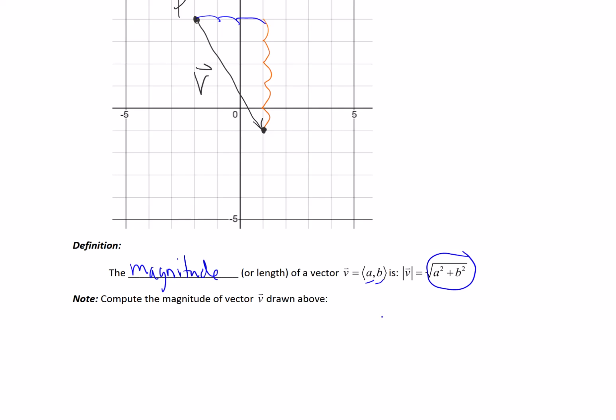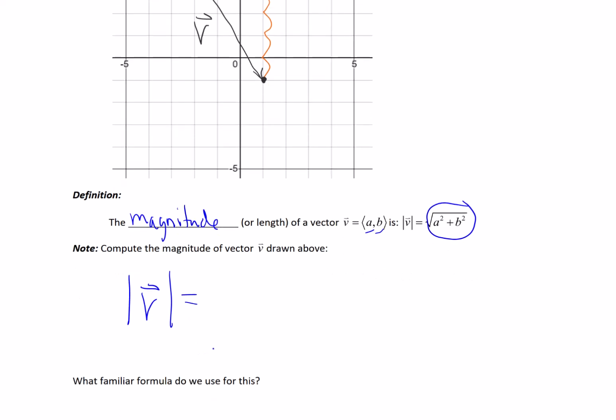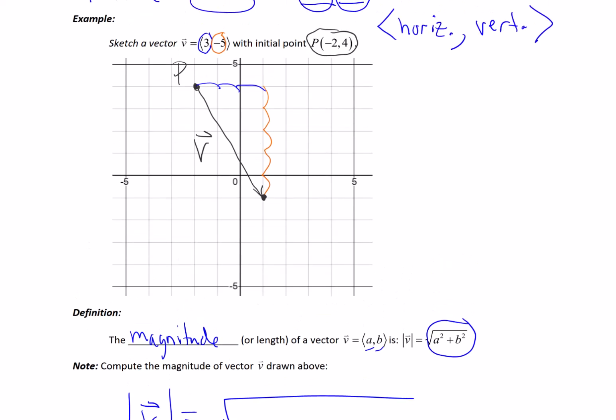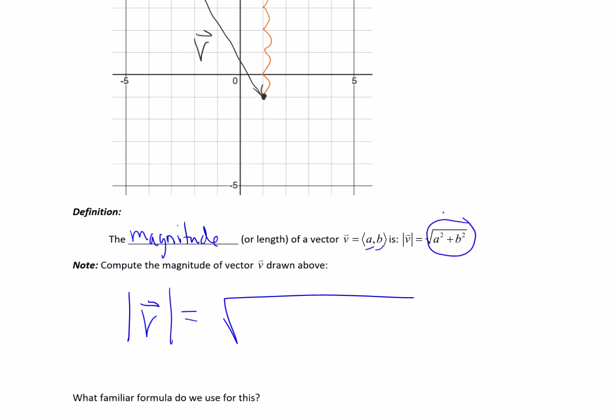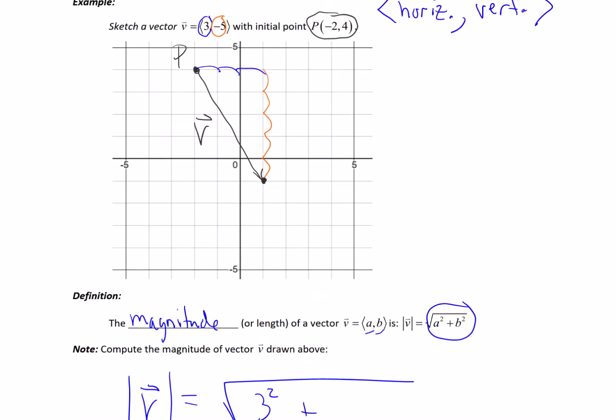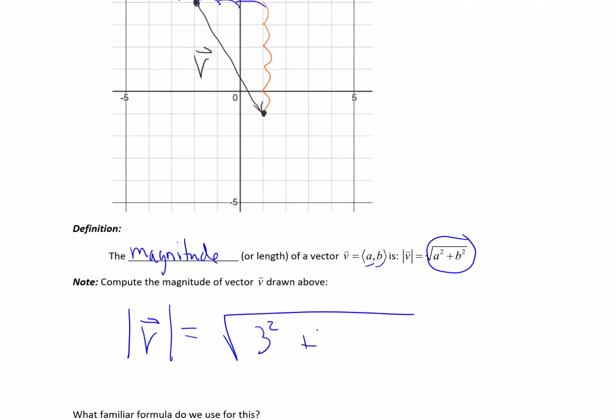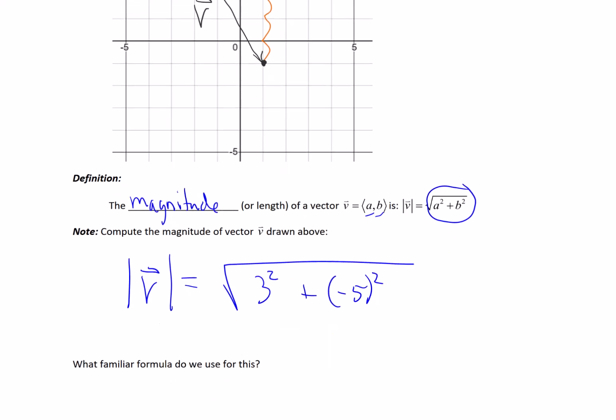If you look at the components of this, then let's use the notation. So we want the magnitude of vector v, which looks like an absolute value. And we know the formula to be the square root of the horizontal component. Now, the vector v above had a horizontal component of 3. That's why we went right 3. So we're going to call that 3 squared for a squared, and then plus the vertical component given as b. Well, in that vector above, it was negative 5. So in parentheses, we're going to put negative 5 and then square that. And then we're going to simplify this result.